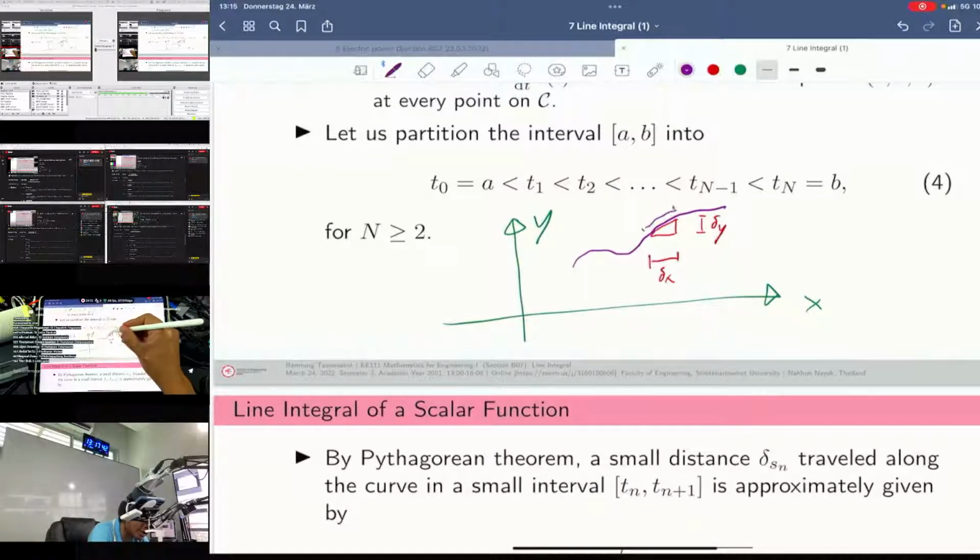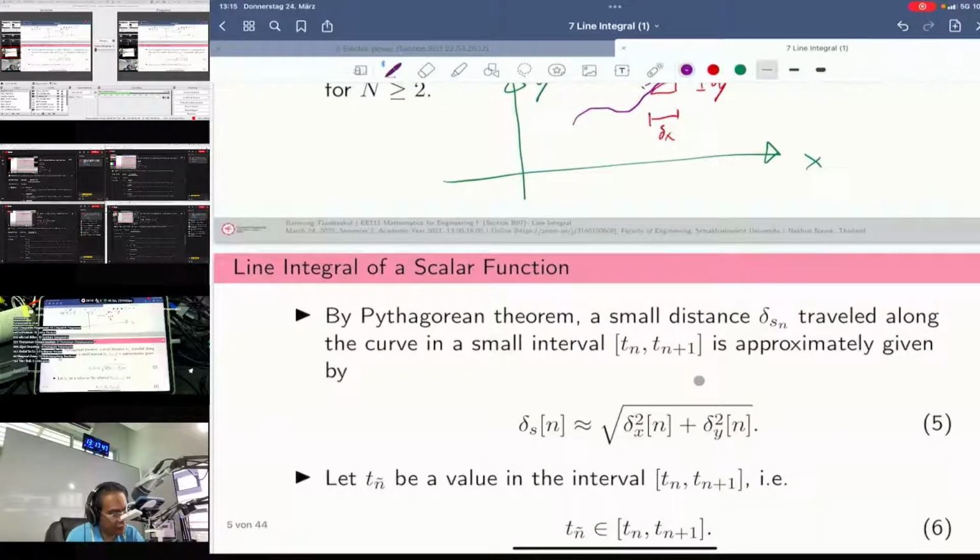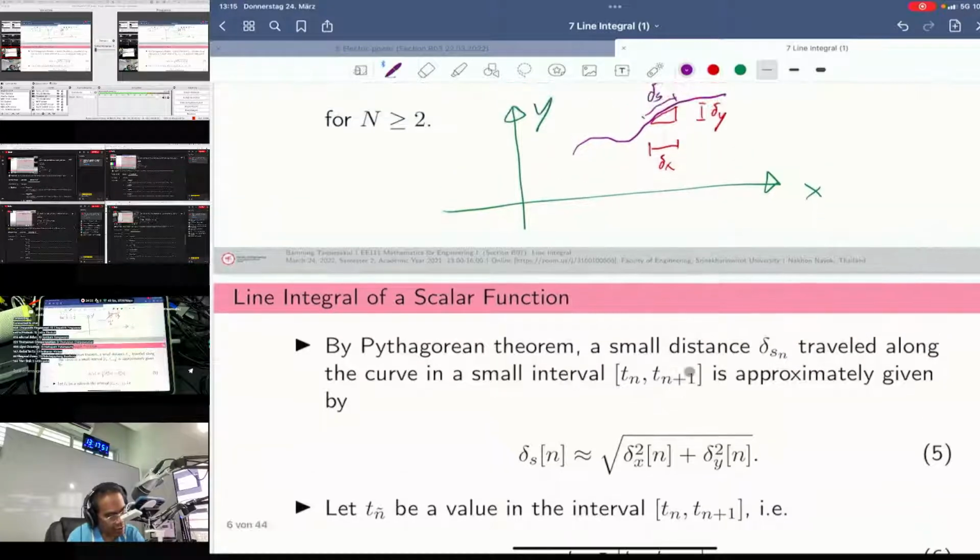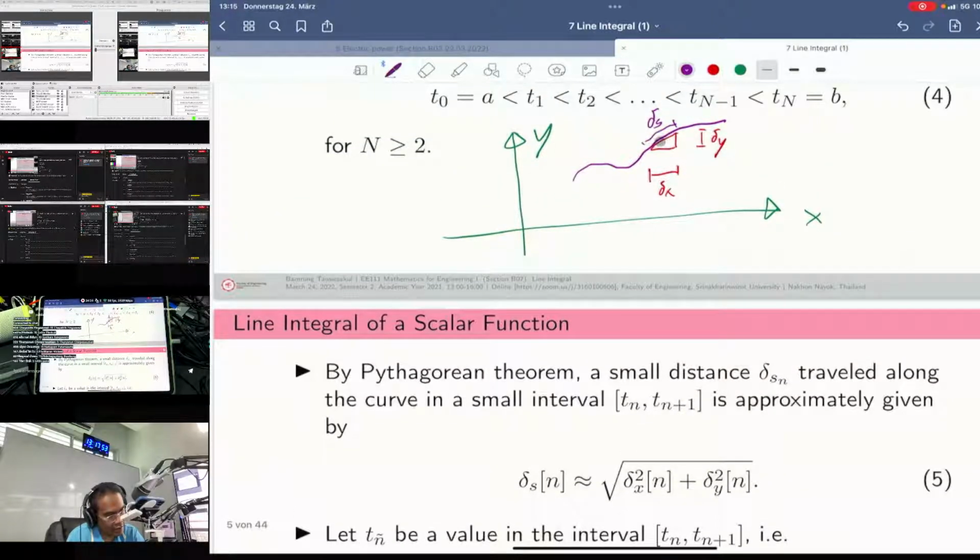It's not the straight line. Delta s could be approximately found from this relation. It's an approximation, it's not exactly the same. It would be exactly equal if we considered a straight line here, but it's not the case because the violet line here is a curve, not a straight line. That's why we have the approximation sign here.